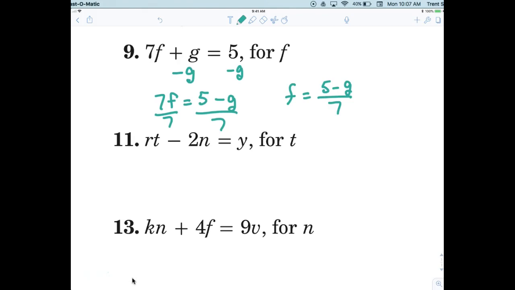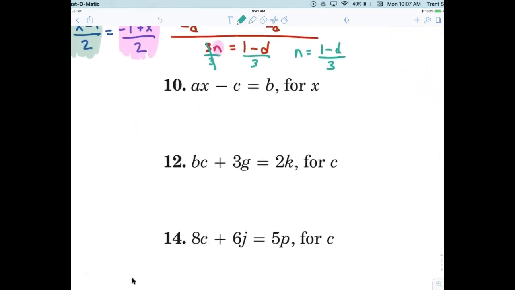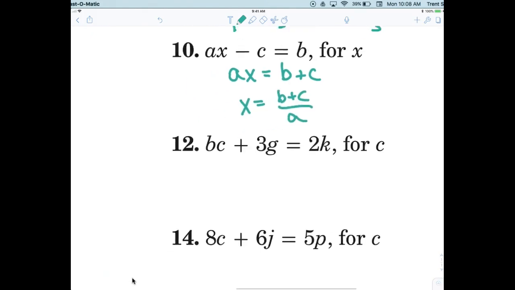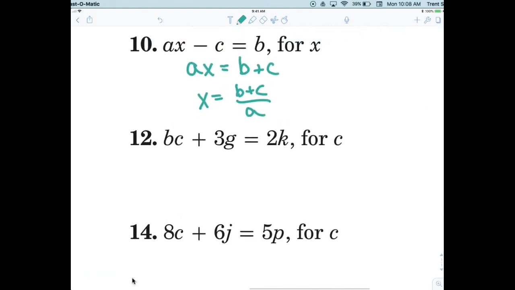All right. Gavin, did you want to try 10 now, buddy? What am I going to do? So you're going to add C. Add C, good. So AX is equal to what? B plus C. You're awesome. B plus C. And then you divide by A. Yes, divide by A. So X is equal to? So then X equals B plus C over A. Good. Any questions?